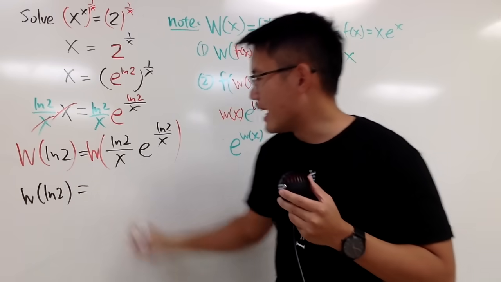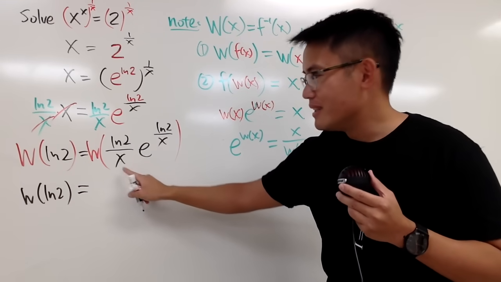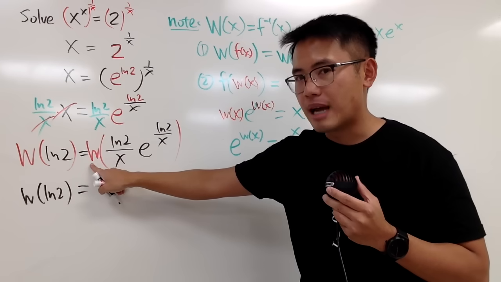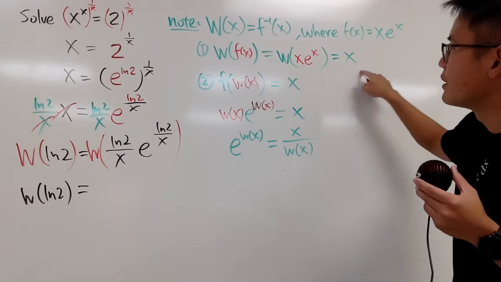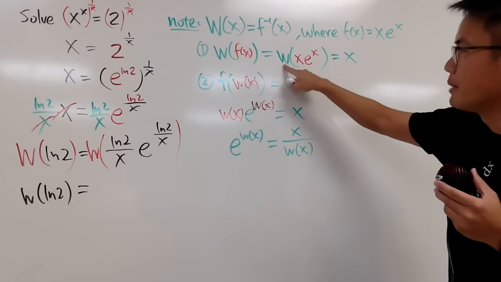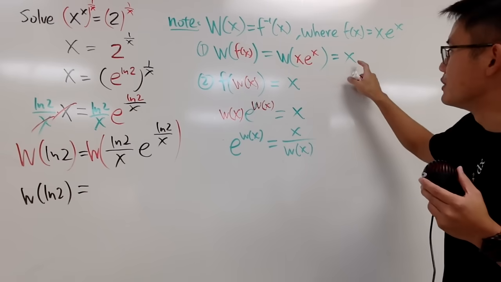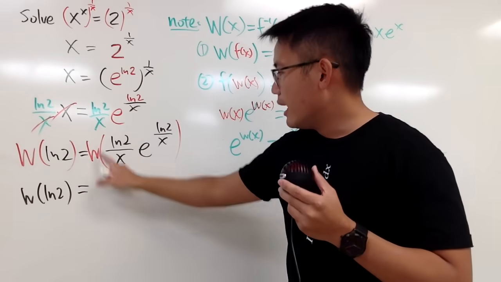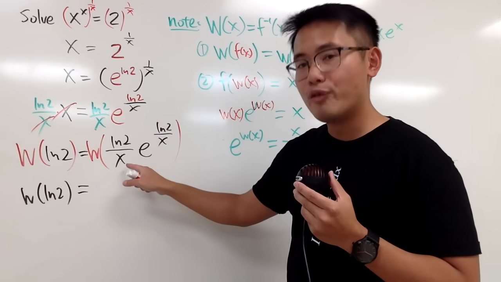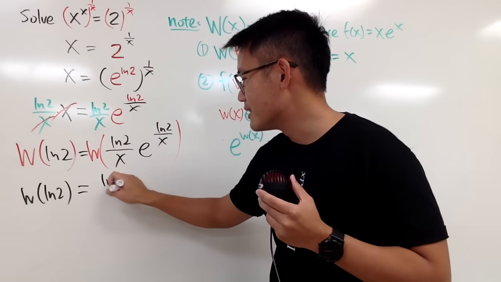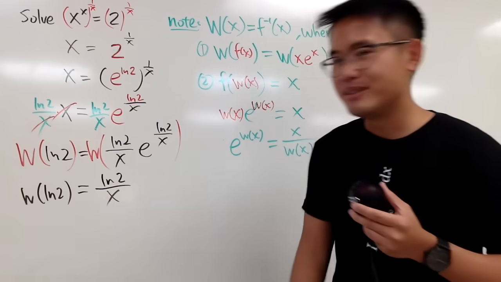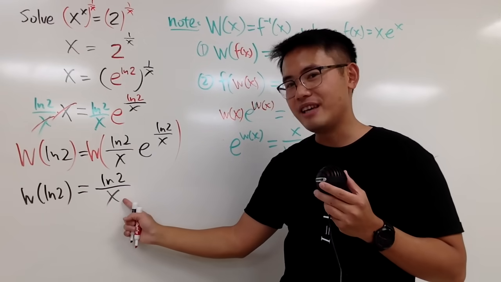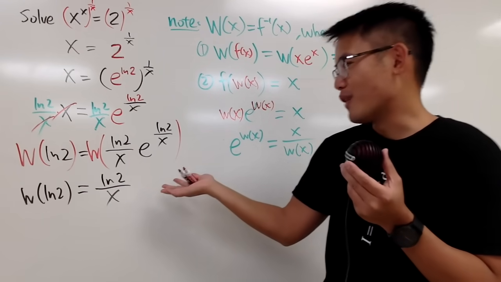On the right hand side, so you see this and that are the same, and you're applying w to that. Look at this right here. This and that are the same, and you're applying w to this, so you just get the x back right here, right? So in this situation, the right hand side is just ln2 over x. That's very nice. Aha! As you can see, we only have the x right here. So of course we can solve for x nicely.